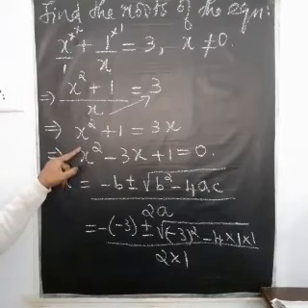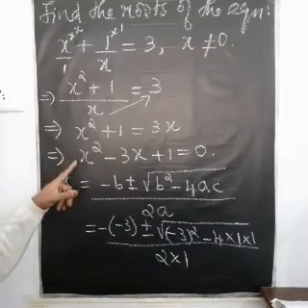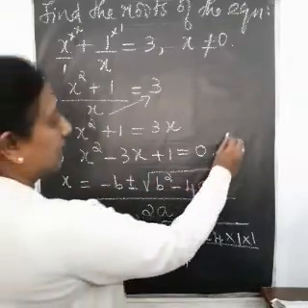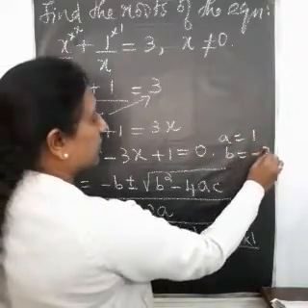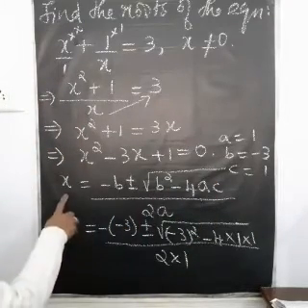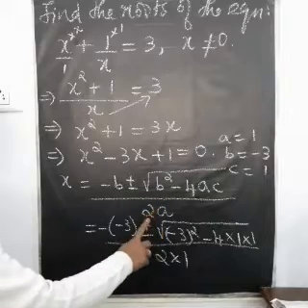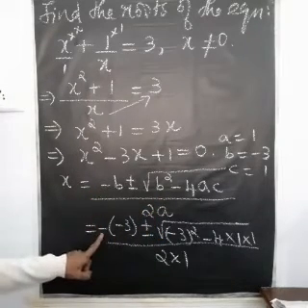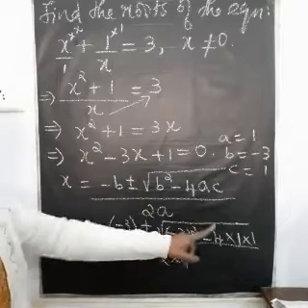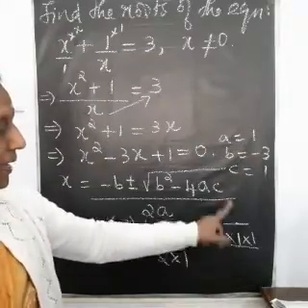Now cross multiply, you will get x squared plus 1 equal to 3x. Bring the 3x to this side to write it in the standard form: x squared minus 3x plus 1 equal to 0. In this case, a is equal to 1, b is equal to minus 3 and c is equal to 1. Substituting in the formula x is equal to minus b plus or minus root of b squared minus 4ac by 2a: minus, b is minus 3, plus or minus root of minus 3 the whole squared minus 4 into a is 1 and c is 1.